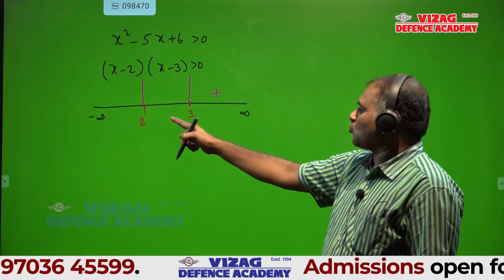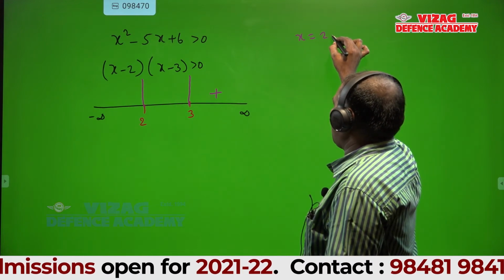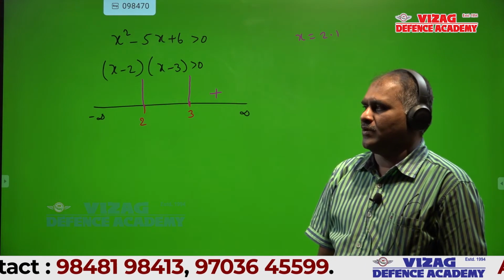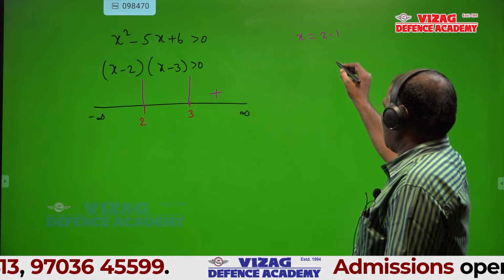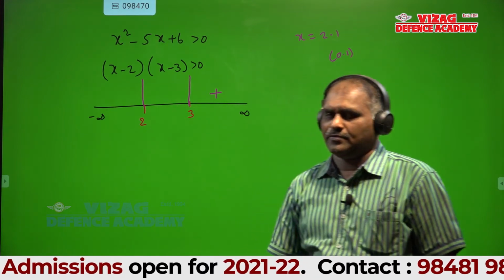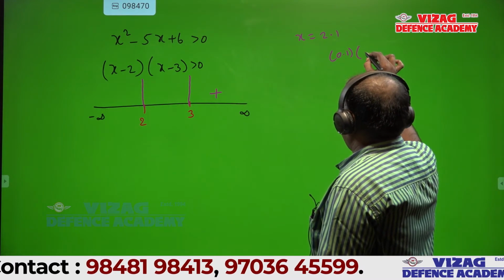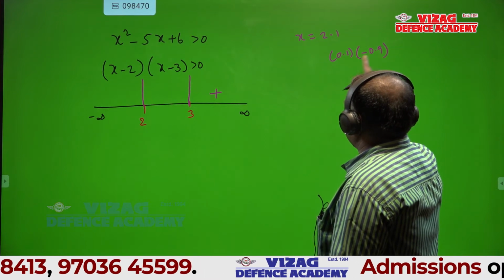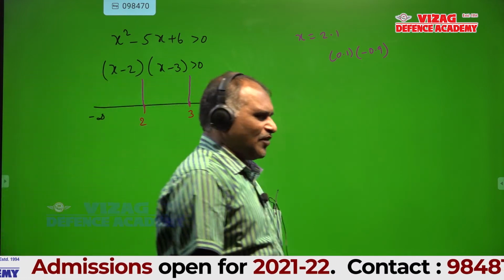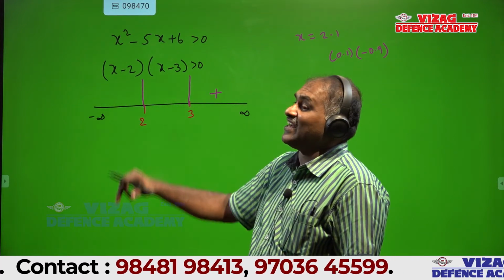Next, 2 to 3, in between, one real number, x is equal to 2.1, I can take. What is 2.1 minus 2? 0.1. What is 2.1 minus 3? Minus 0.9. Positive into negative, what is that value? Negative. Therefore, with 2.1 substitution, the total product is negative.